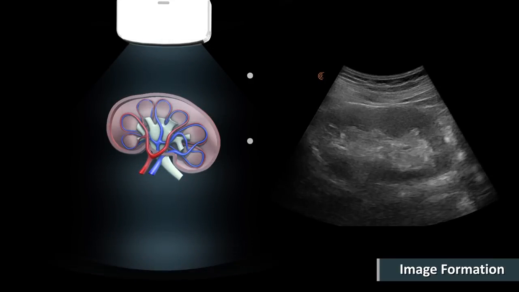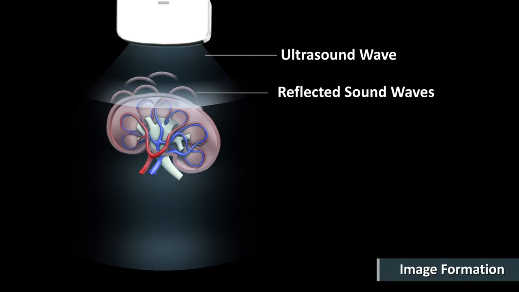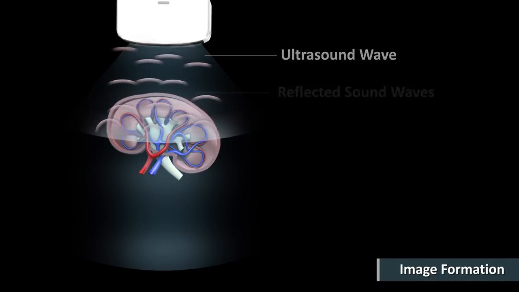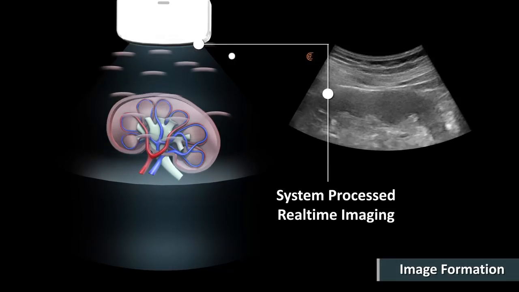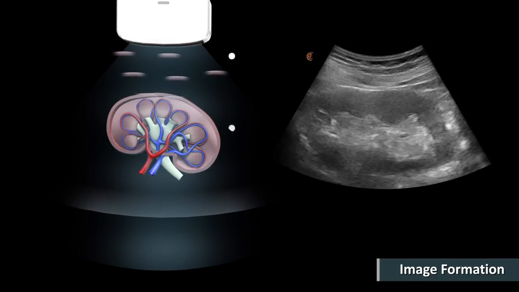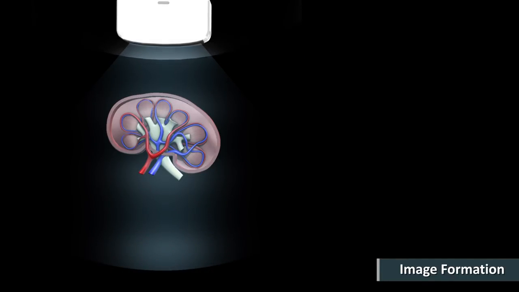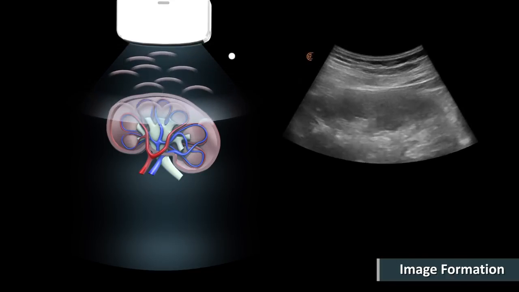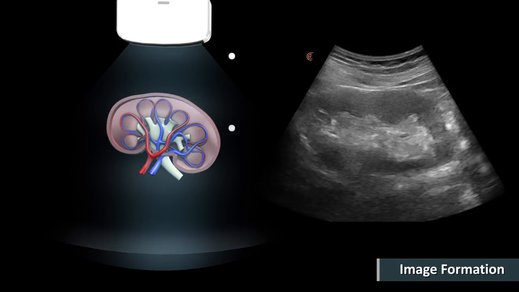Since sound travels back and forth at a known speed, the system is able to interpret the signal and display structures at their exact location on the screen. Shallow structures, which reflect first, will be displayed at the top of the image. Echoes from deeper structures take longer to return and are displayed at the bottom of the image. This processing is done rapidly enough to display moving images in real time.